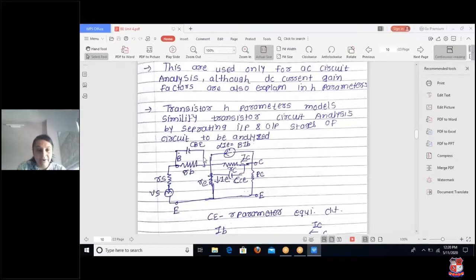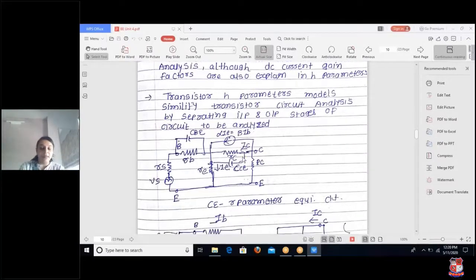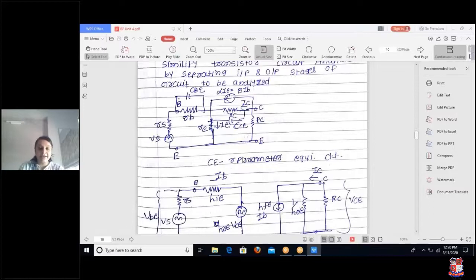output stages. Okay, so this figure is known as a CE R parameter equivalent circuit, right? Because in this configuration we put the RS, VS. We already showed the R parameter circuit, which has three resistances, two coupling capacitors which are connected in parallel to the input, and at the output side we connect the current source, right? Now what happened for the H parameter?